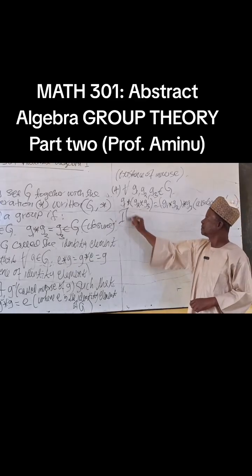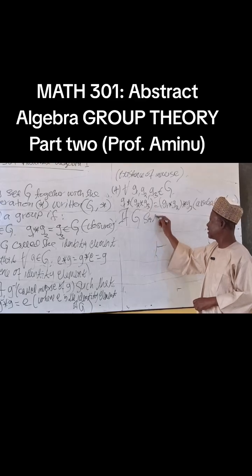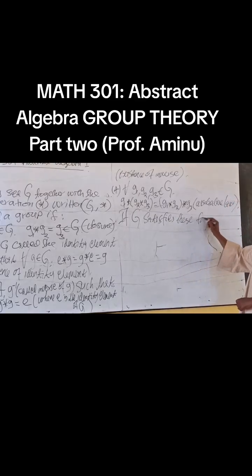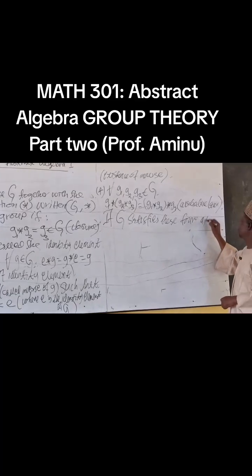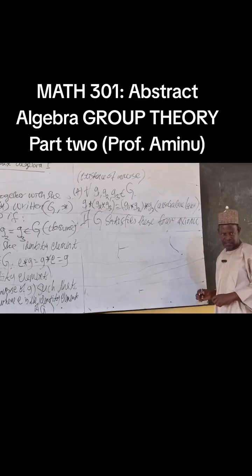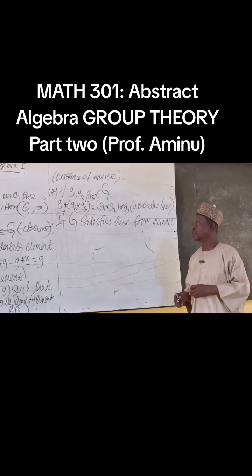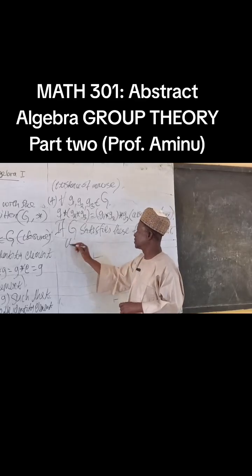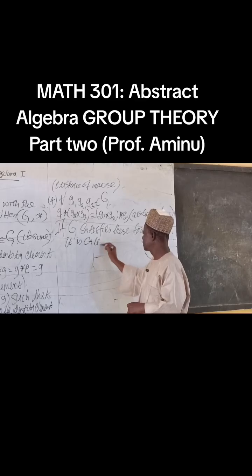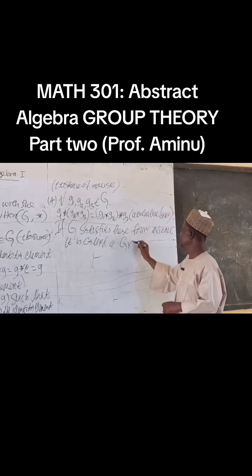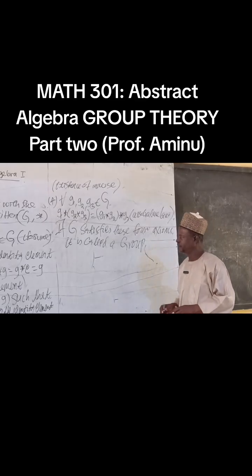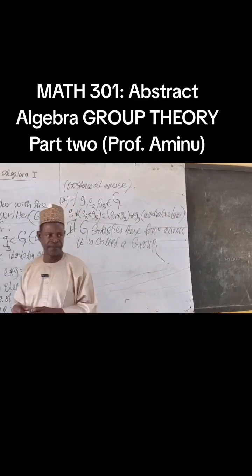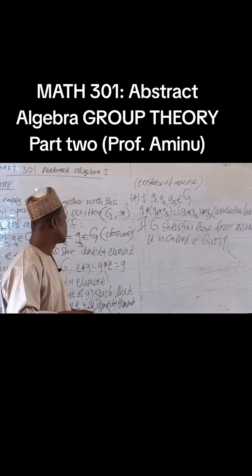Now, if G satisfies these four axioms, we call them axioms in mathematics, okay? They are like rules to establish a structure. If G satisfies these four axioms, it is called a group. Okay? And by notation, we normally write groups using G. Okay? Good.